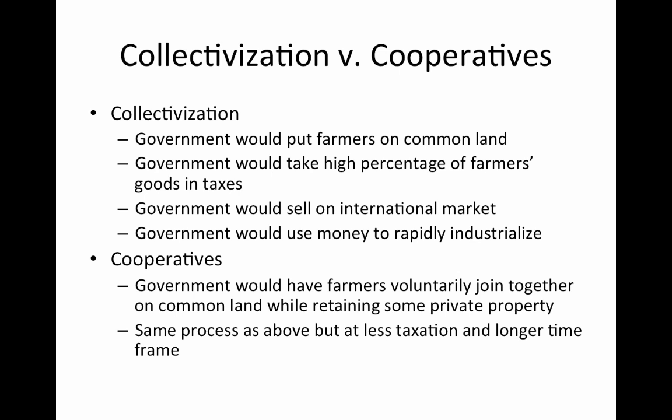Cooperatives. The government would have farmers voluntarily join together on common land while retaining some private property. The same process would happen as above, but at less taxation over a longer time frame.